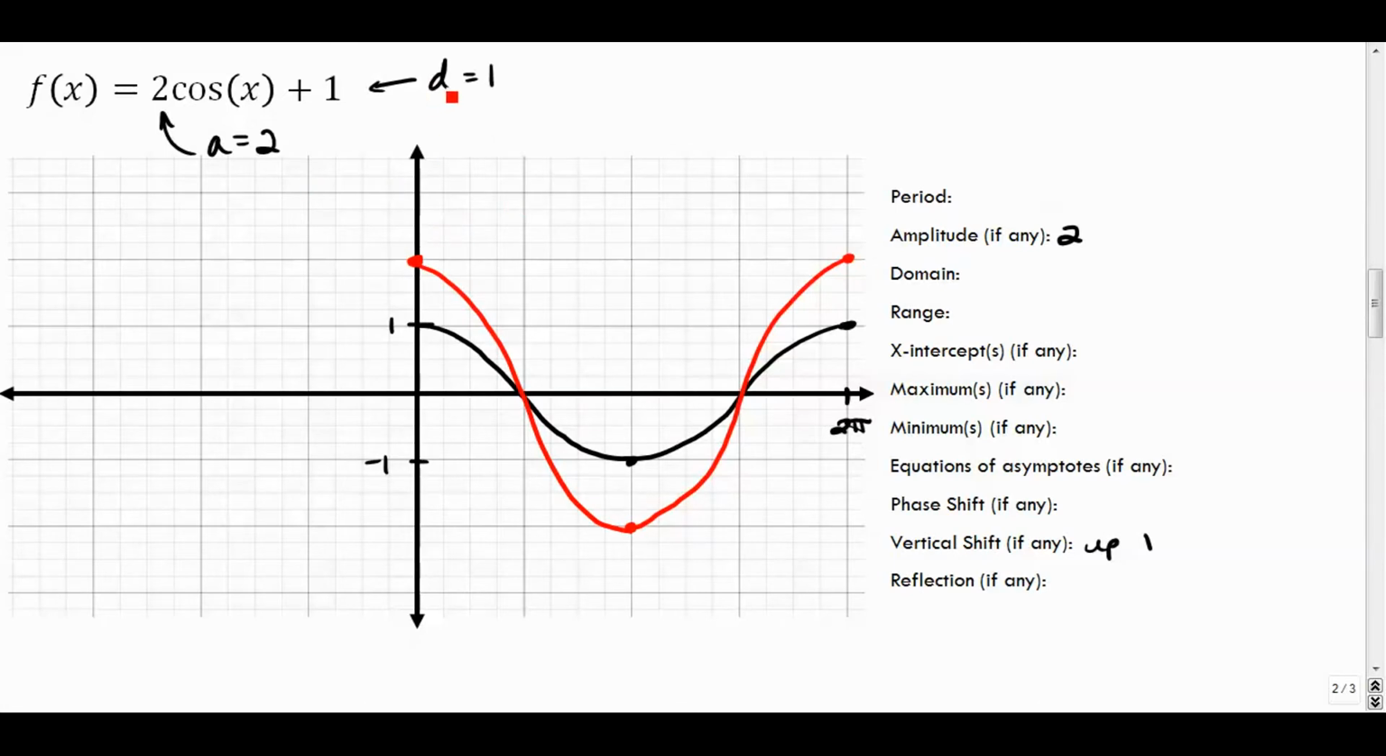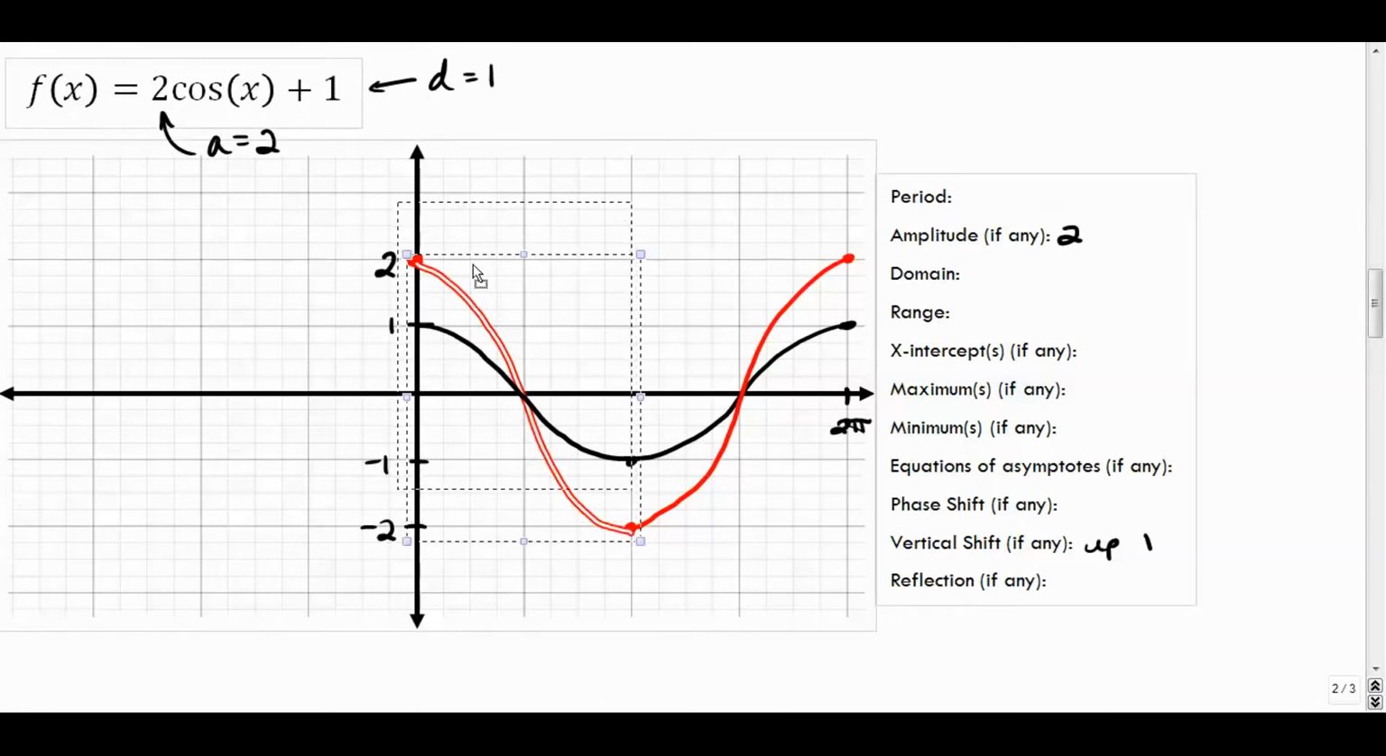That's what happens when we change the amplitude. It goes from 1 to 2. So this point goes down here to -2. This point goes up to positive 2. This point goes up to positive 2. But there's also an upshift, a vertical shift of positive 1.